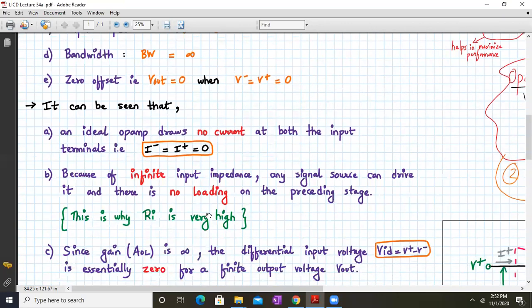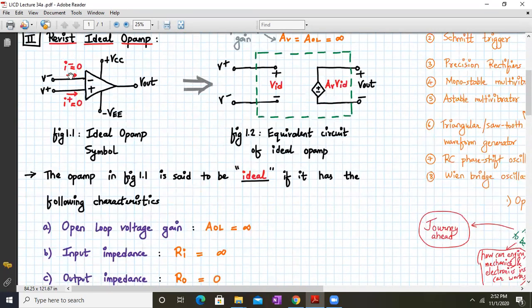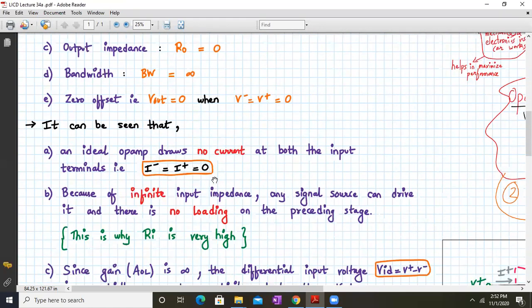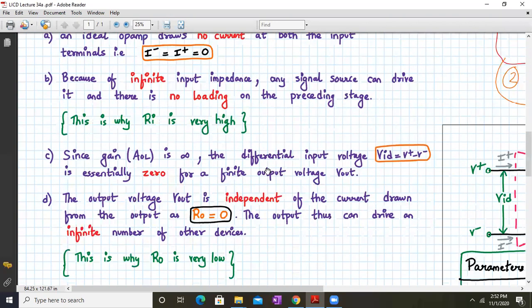It can be seen that an ideal op-amp draws no current at both the input terminals. That is, I minus is equal to I plus is equal to zero. So that is what we observe over here. The op-amp input terminals draw absolutely no current. The second point is, because of infinite input impedance, any signal source can drive it and there is no loading on the preceding stage. This is why Ri is very high, practically also.